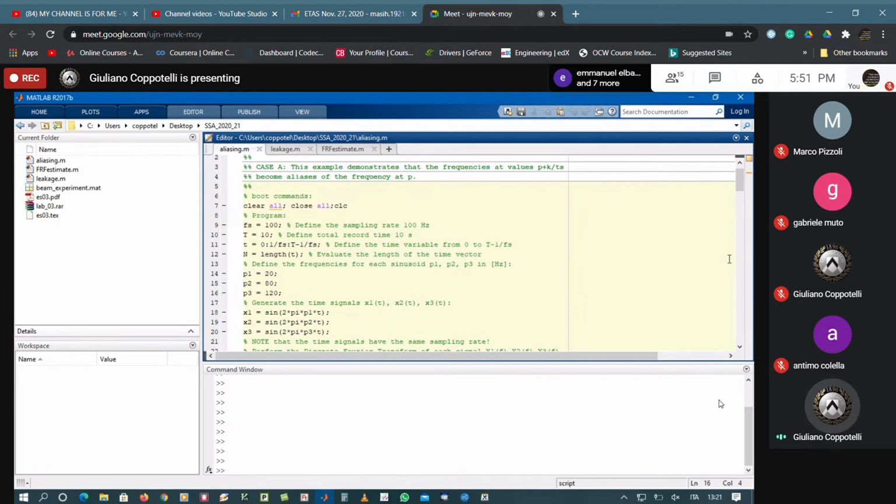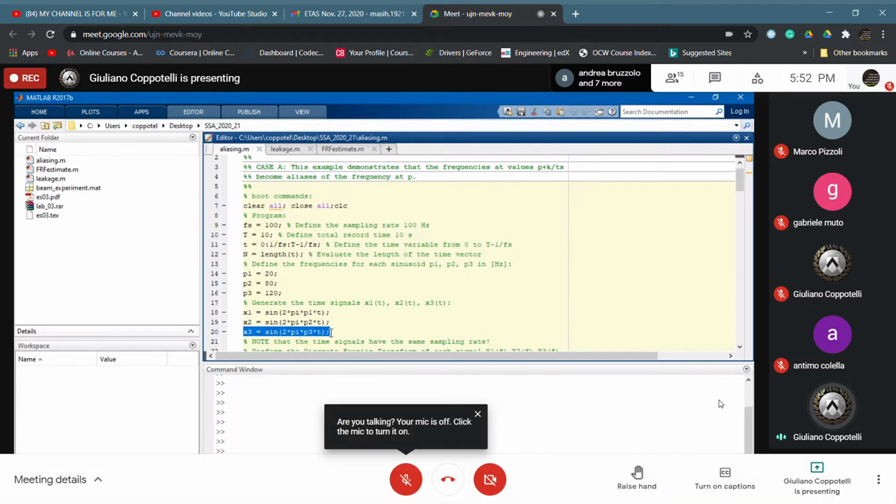And therefore, here, I am just defining the first signal, that is a sinusoidal wave of frequency P1, that is 20 Hertz. The second signal, X2, is a sinusoidal wave, once again, with frequency equal to P2, that is 80 Hertz. Finally, X3, the third signal, is a sinusoidal wave with frequency equal to 120 Hertz. Okay.